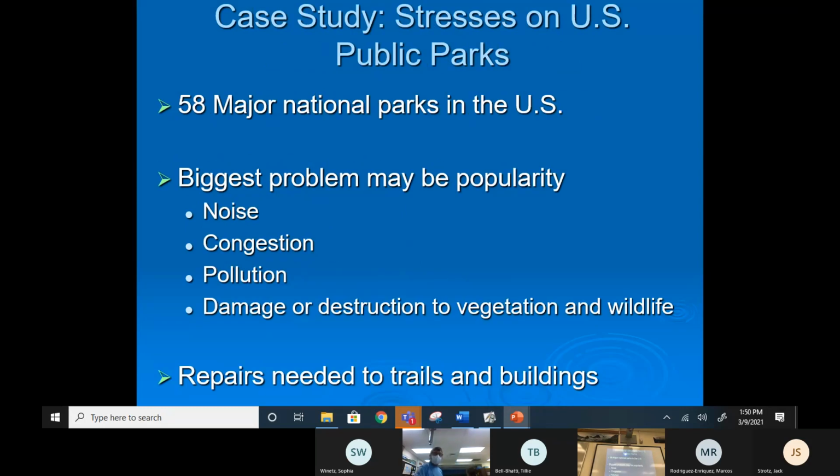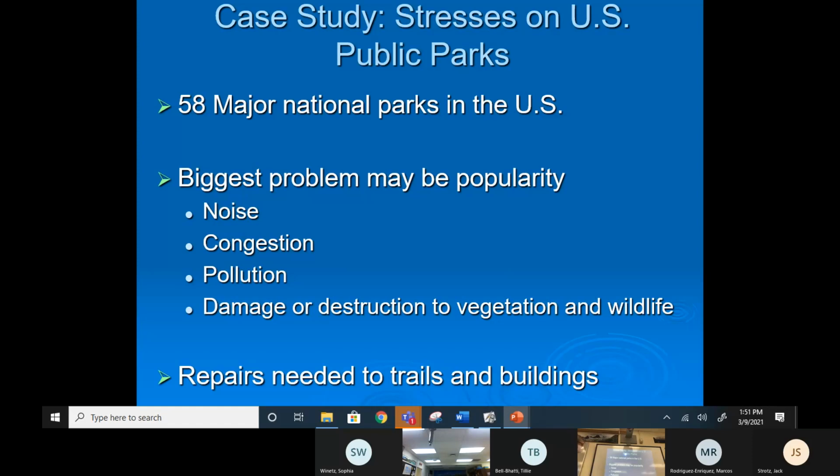In the US, we have 58 major national parks. Yosemite is one of them. The biggest problem might be their popularity. And this was written like 10 years ago before COVID hit. And I feel like one of the reasons we've seen so many people coming up here since COVID is because people can't fly to Europe, right? So their more distant vacations that they would have done got canceled, so they drove to Tahoe instead.